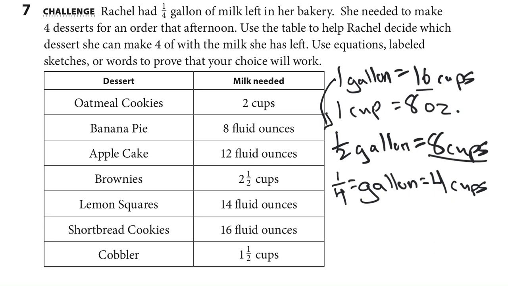Now, as I look at these, I might think to myself, ooh, I need to find some ones that don't have too many cups. Well, how many ounces do I have to work with if I have 4 cups? We know 1 cup is 8 ounces, so 4 cups has to be 4 times that, right? So 8 times 4, 32 ounces is how much I have to work with total.